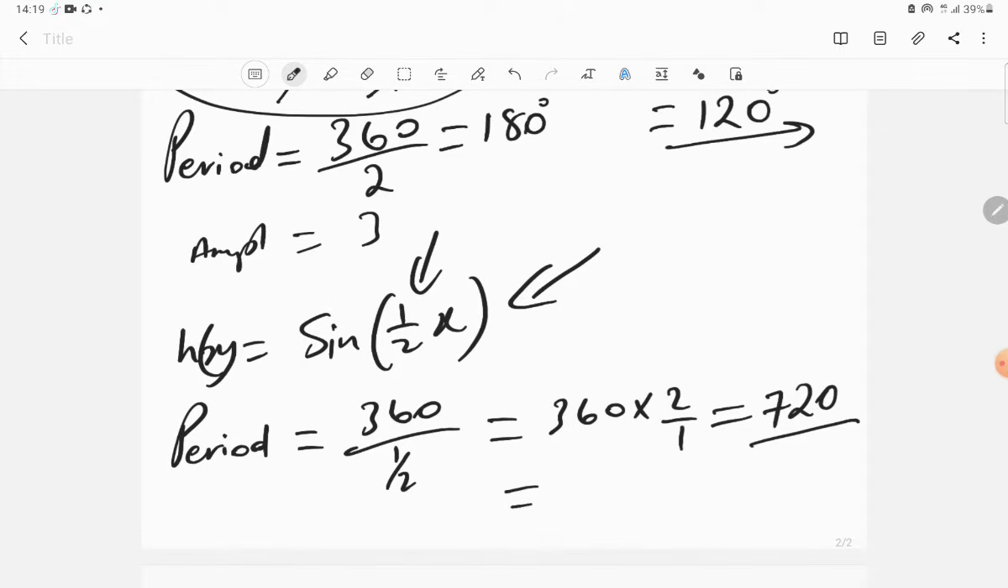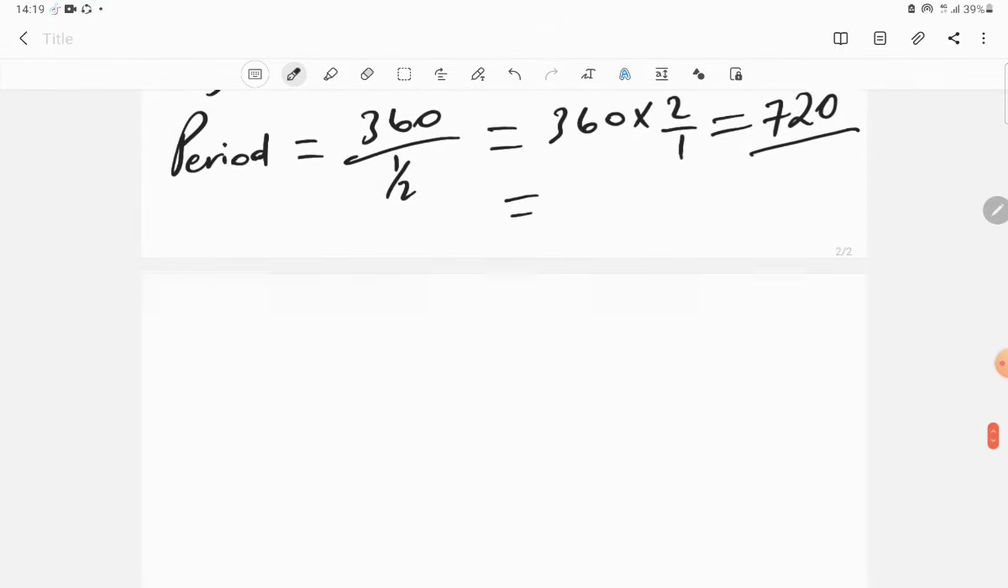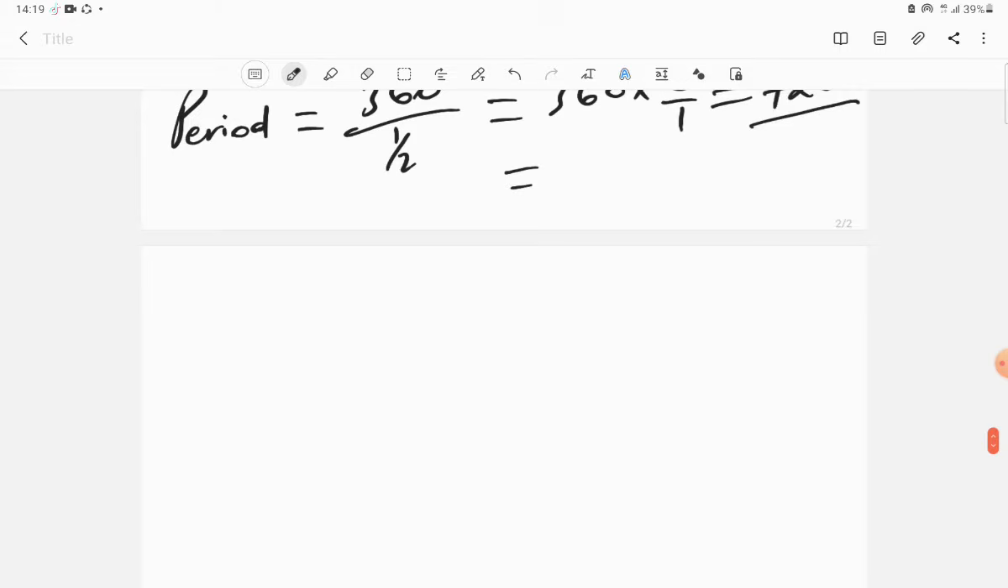It's going to finish its first revolution, its first cycle, at 720. So this is what we have. So you can find the period of any graph provided that you are given the value of b.